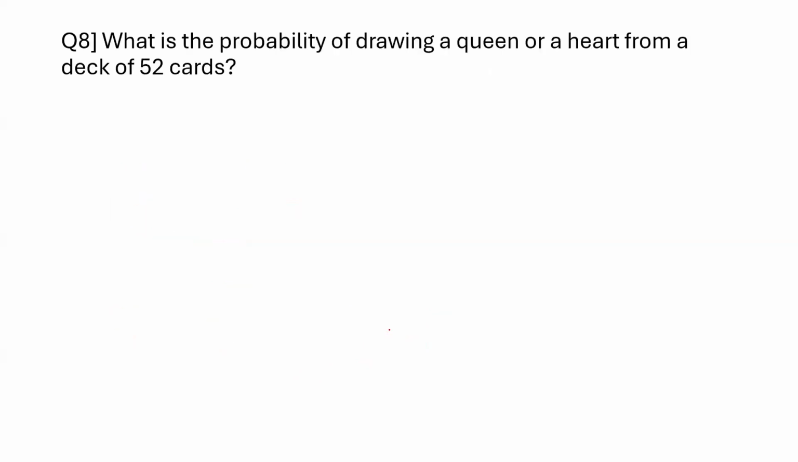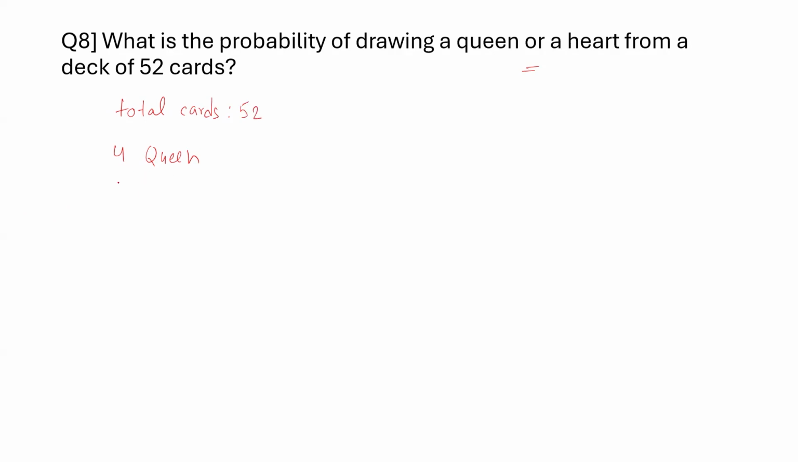Next problem. What is the probability of drawing a queen or a heart from a deck of 52 cards? Again, it has "or", right? So you are doing two events, either this or that. What is the probability of drawing a queen? How many queens are there? You have 4 queens, right? Total cards are 52. Out of 52, you have 4 queens.